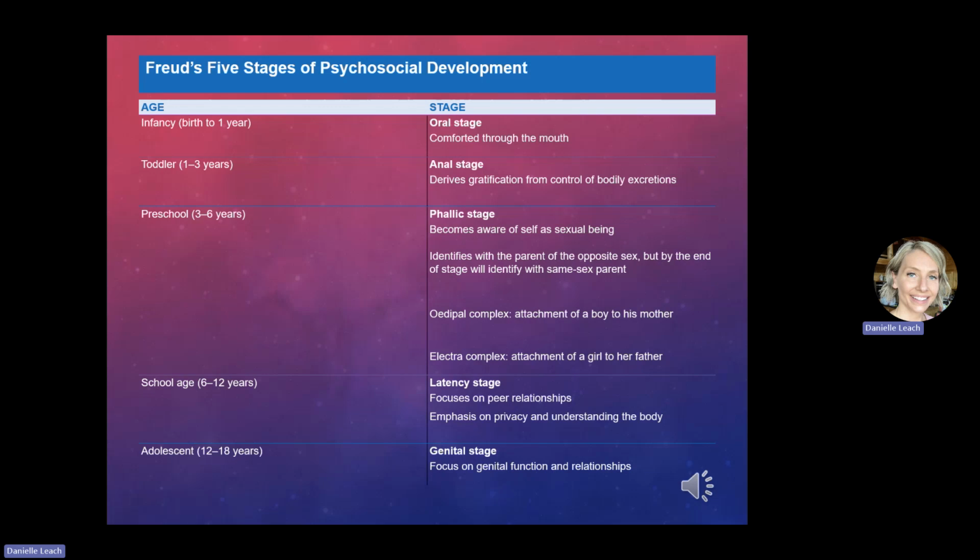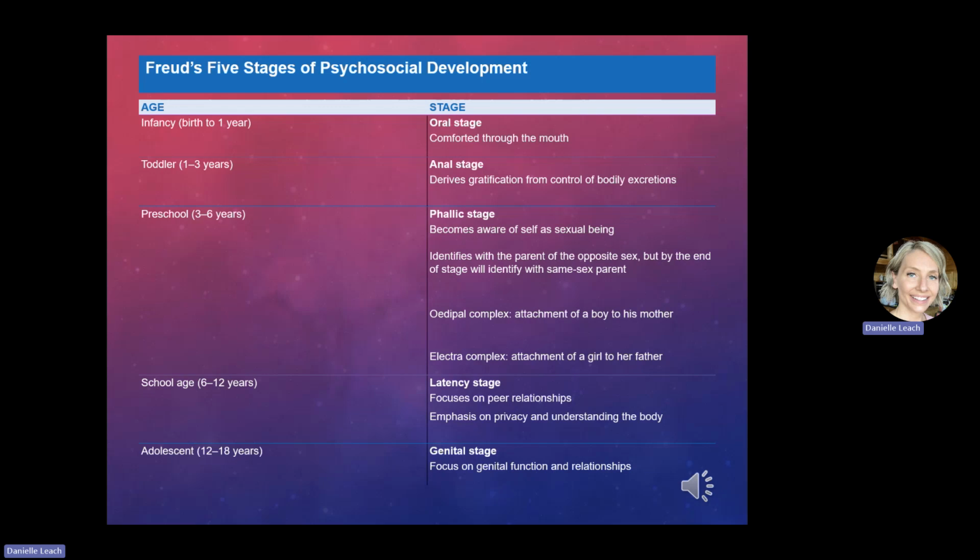So Freud had 5 stages of psychosexual development. Remember, this is just a theory. It's a little weird, so take it with a grain of salt. The first stage is the oral stage, which is during infancy from birth to 1 year. During this stage, Freud said that infants are comforted through the mouth.